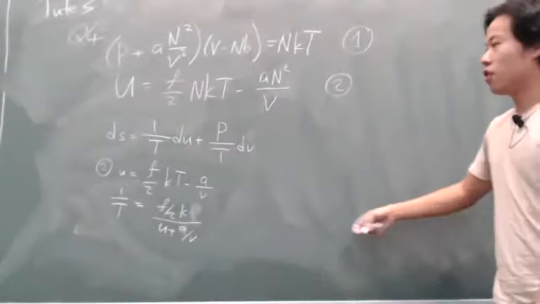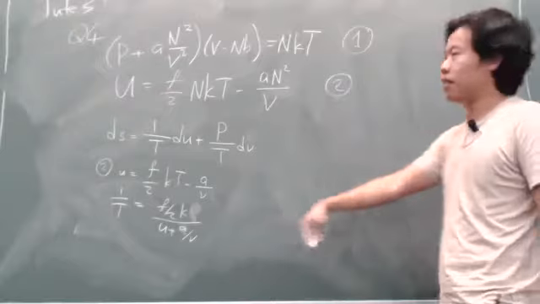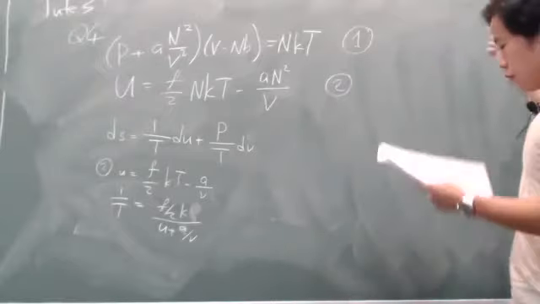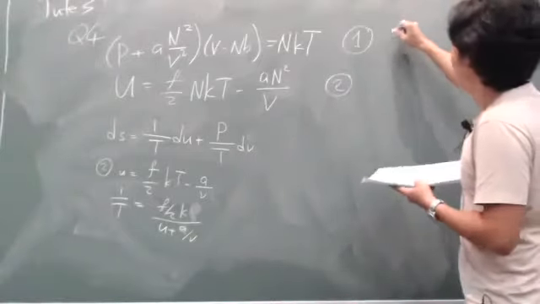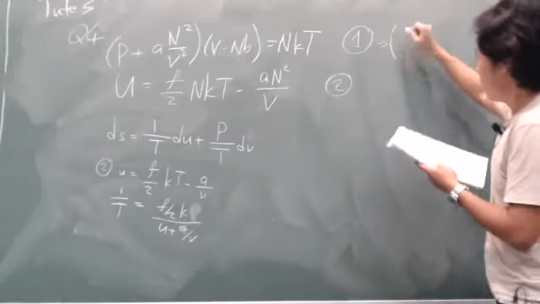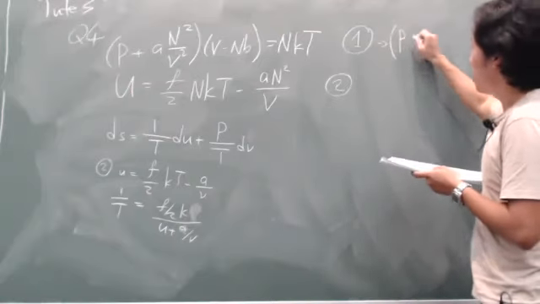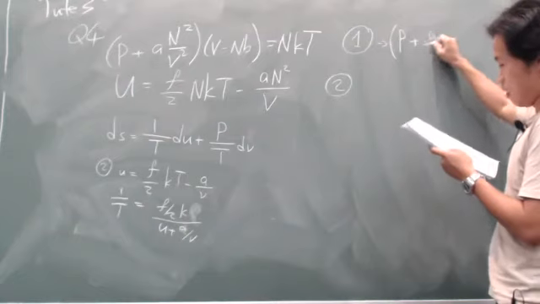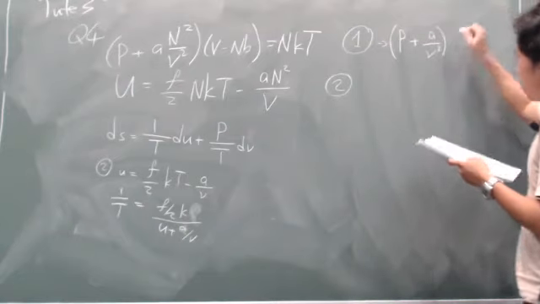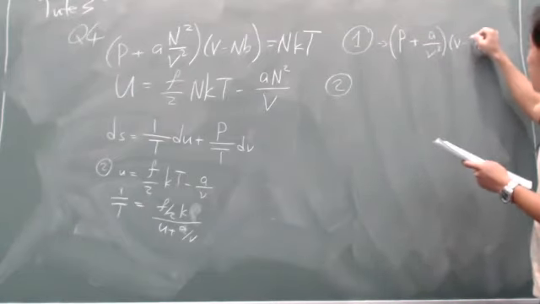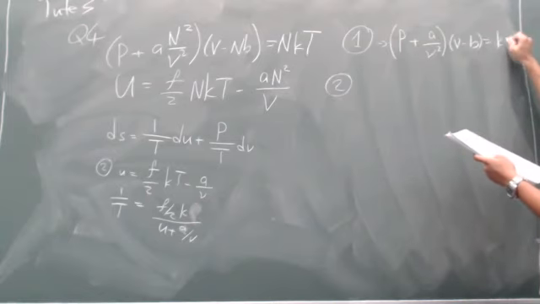All right, so that is ready to be subbed into here. The other thing we need to work out is what is p divided by t. So that we use equation 1 to do. From equation 1, putting in specific values, we get p plus a divided by little v squared, times little v minus b, is equal to kt.